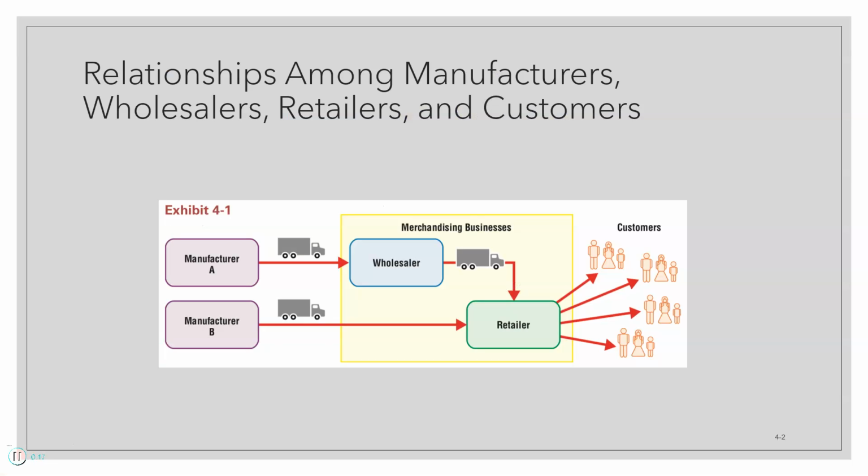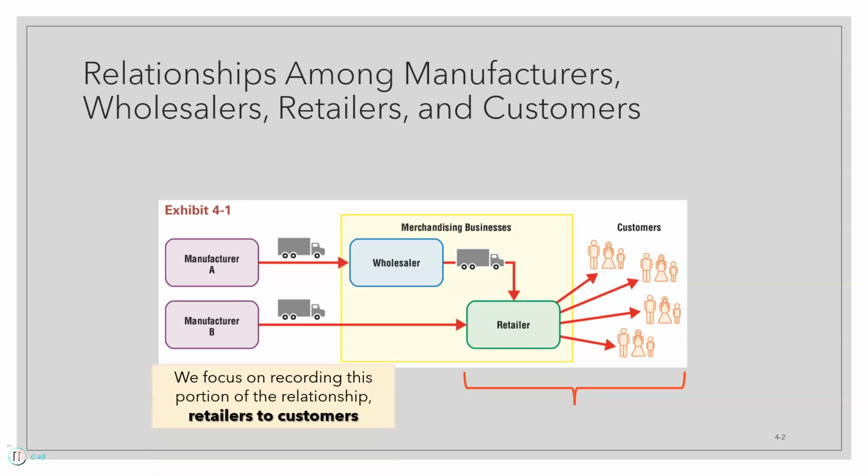Now, the normal process or relationship, we have three. We have the manufacturers, the people who make them, the wholesalers who buy them to then turn around and sell them to retailers, or you can actually have manufacturers go directly to retailers. So in this case, the journal entries we're going to focus on are on this part, which is a company that sells the goods to the customers. And these are the journal entries we're going to be doing.